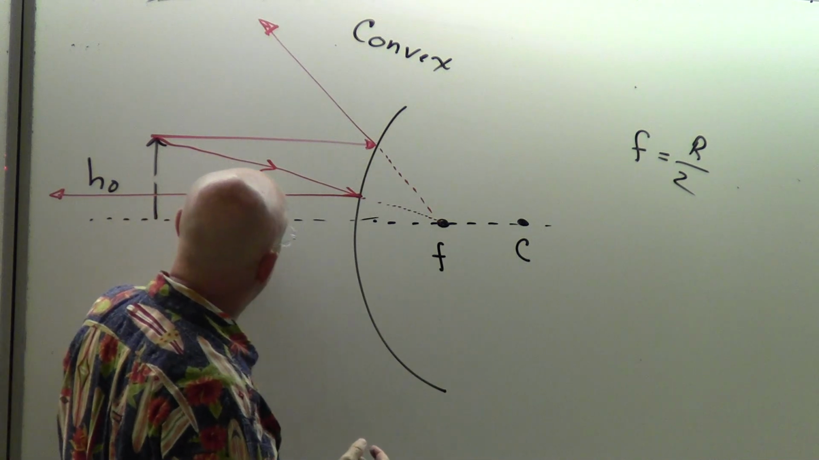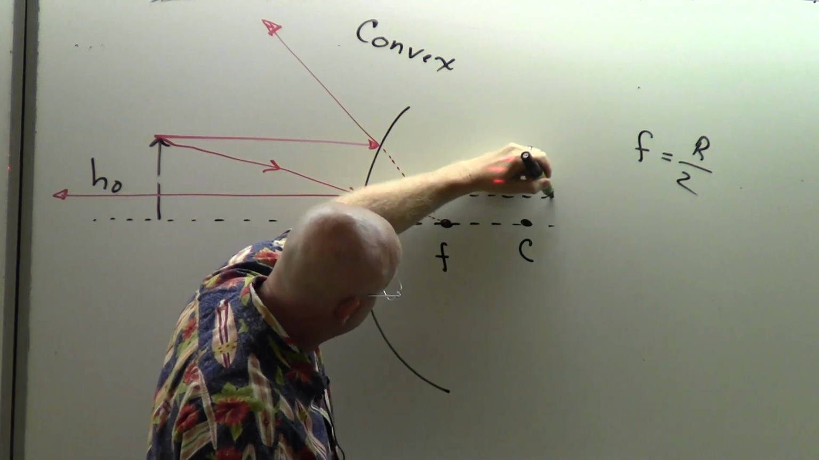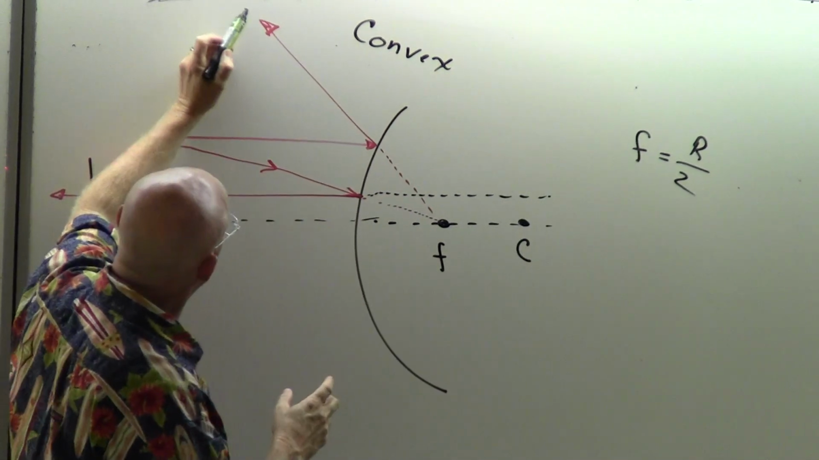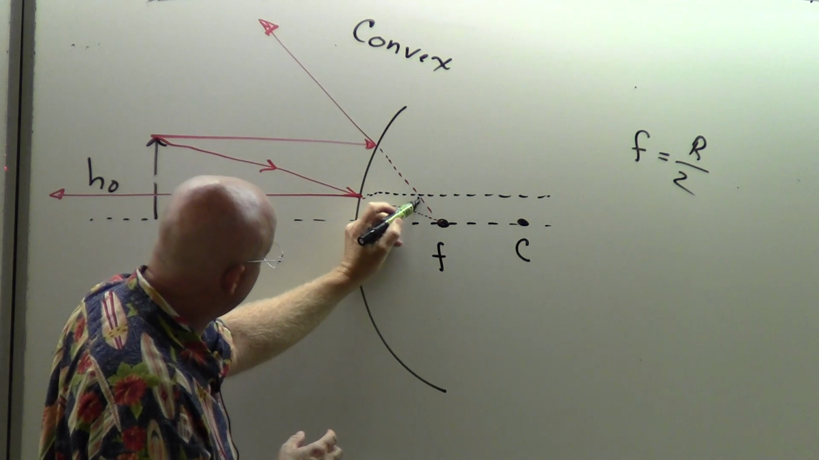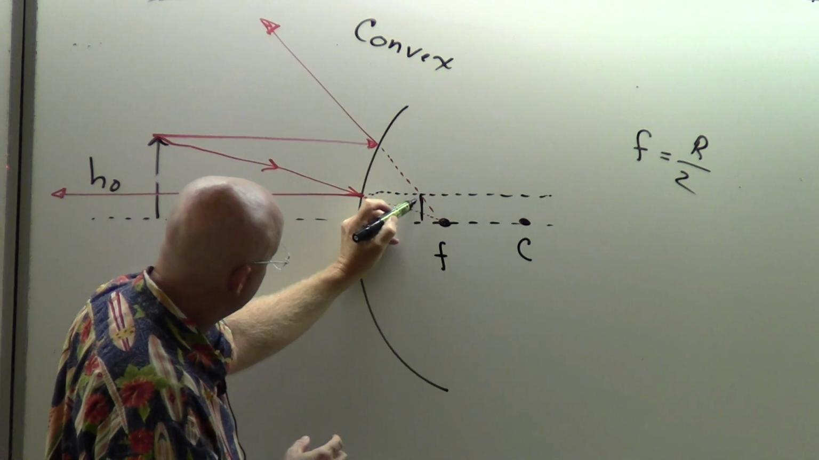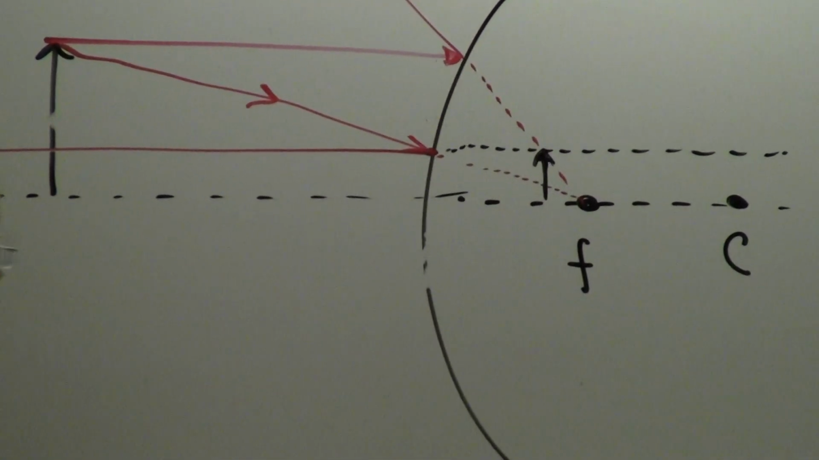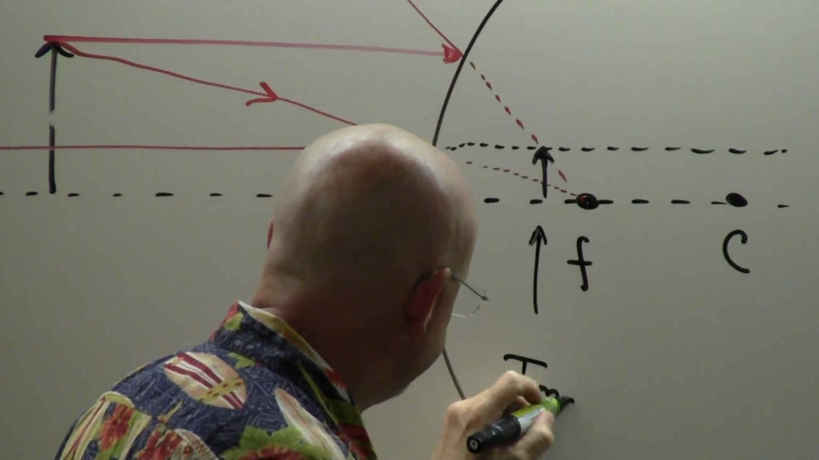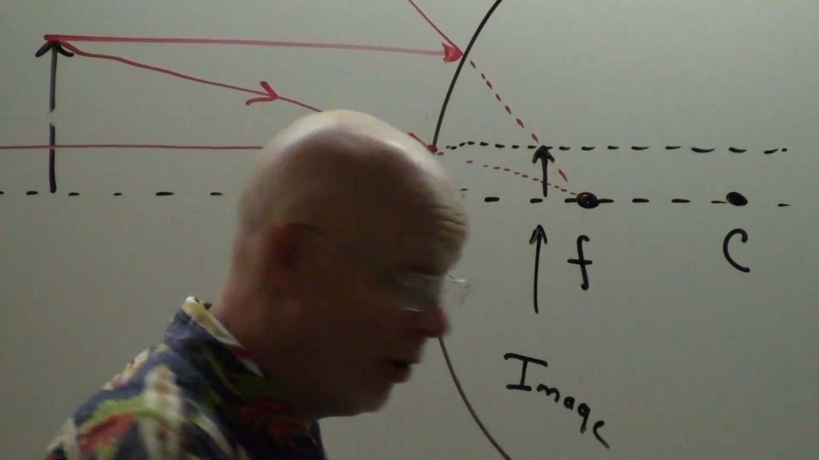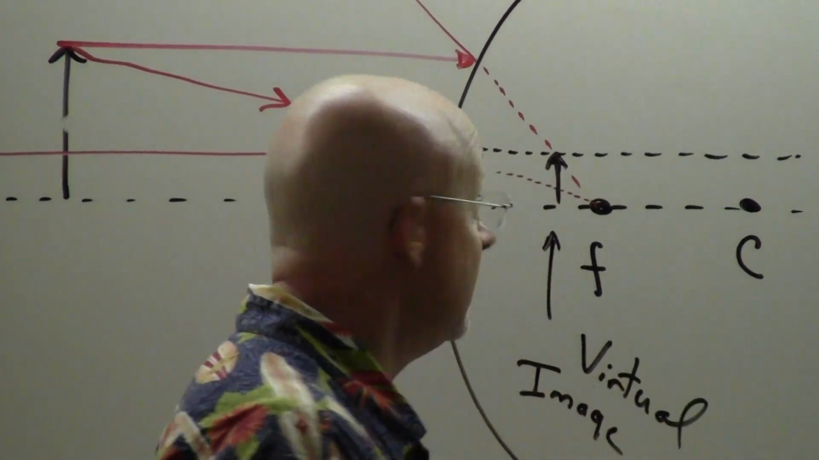Clearly this ray that's parallel appears to be coming from somewhere back like this, and this one appears to be coming from somewhere back here, and then they cross right there. So there's your image. And so let me put the word virtual image.